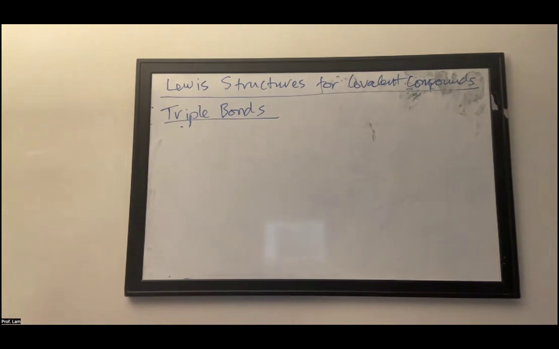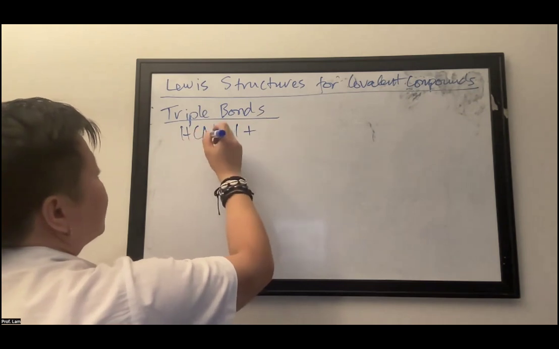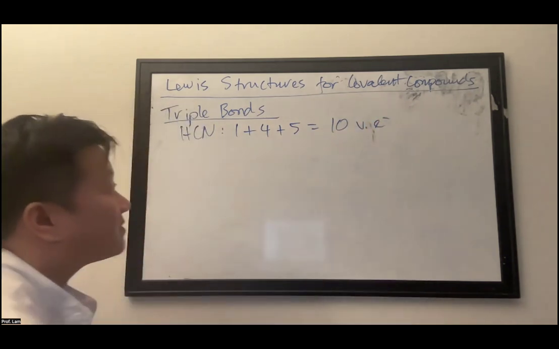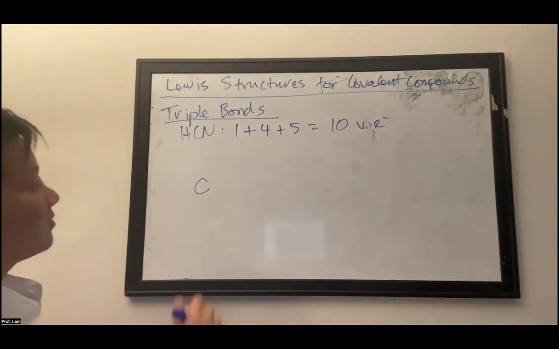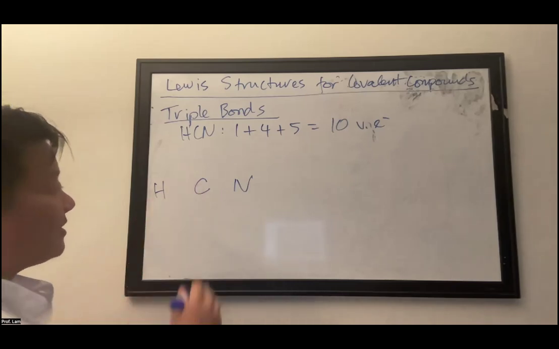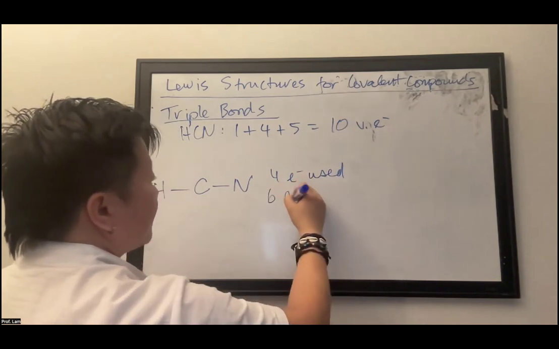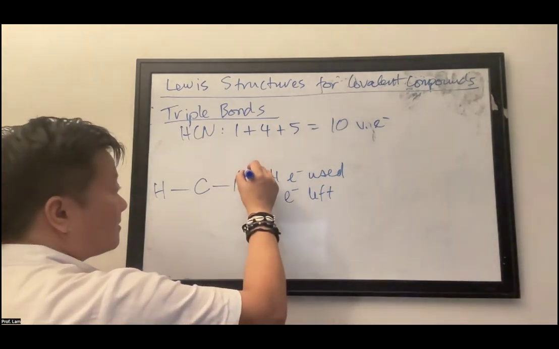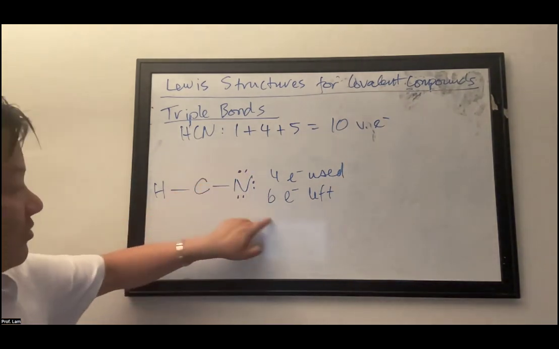Let's look at HCN. So that's gonna be 1 plus carbon is 4 plus nitrogen is 5. So that's 10 valence electrons. Central atom's gonna be carbon. Distribute the surrounding atoms evenly. Draw single bonds only. That's 4 electrons used. 4 from 10, 6 electrons are left. And we're going to do it from outside in. So that's 3 lone pairs on the nitrogen. Okay, and we've used up our 6.